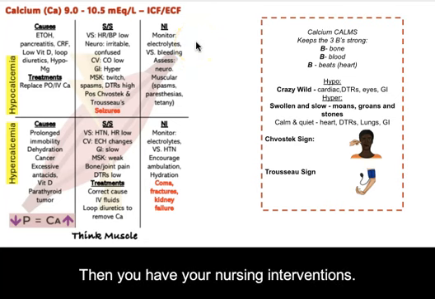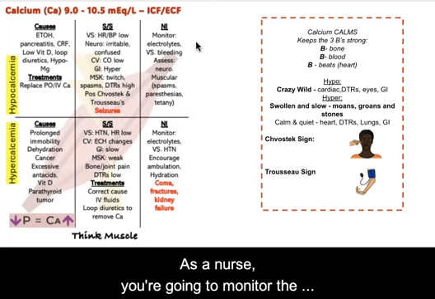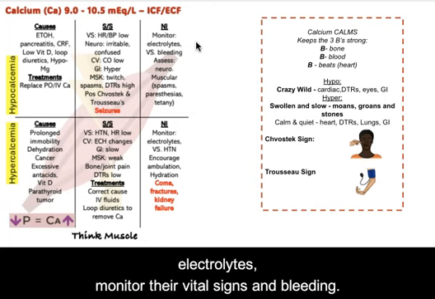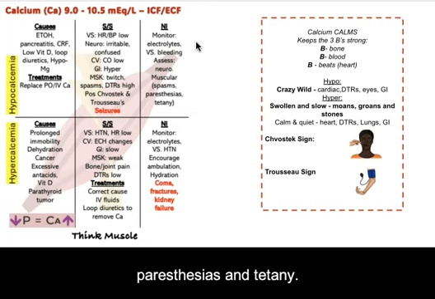Then you have your nursing interventions. What do we do for people when they have too little calcium, right? As a nurse, you're going to monitor their electrolytes, monitor their vital signs and bleeding, assess for neuro, muscular spasms, paresthesias, and tetany. You want to assess for all of those, okay?